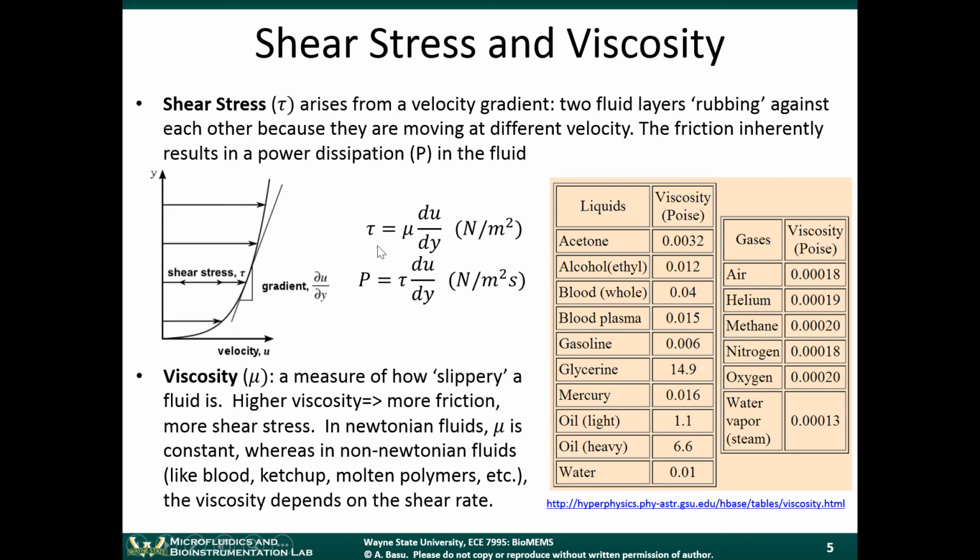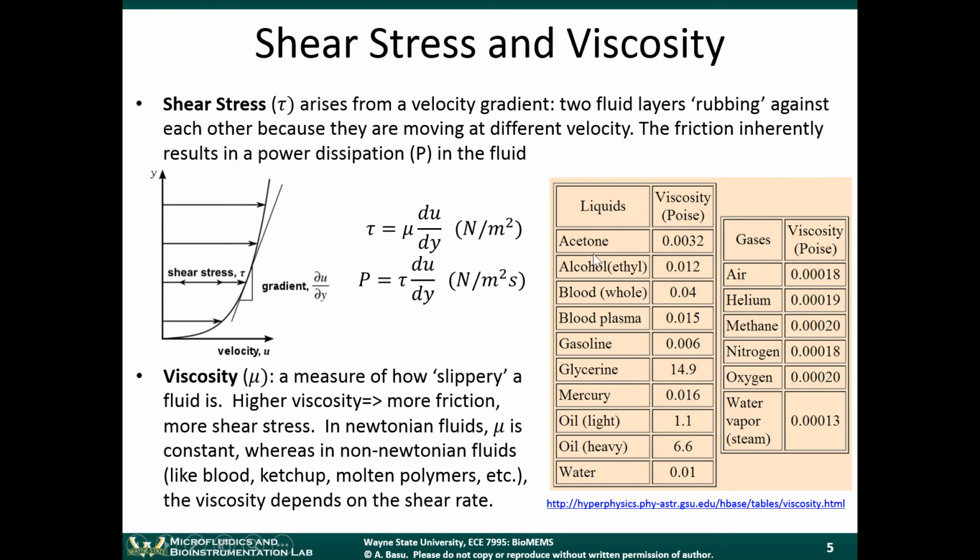So for the shear stress, there's a simple formula. Tau is equal to mu times du/dy. Mu is the viscosity of the liquid, and you can see some examples of various viscosities here. Water has a viscosity of 0.01. This is using the units poise. These are not necessarily the MKS units here, but the viscosity of water just compares to the other viscosities that we have.